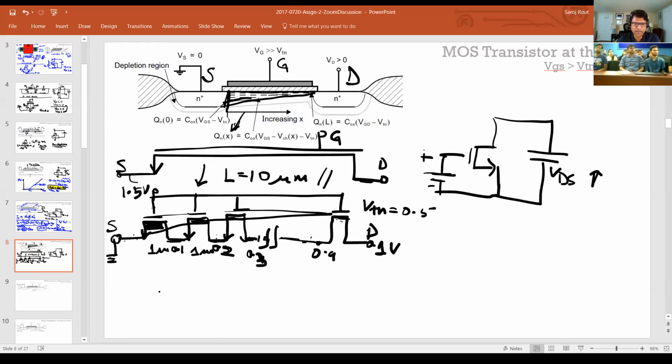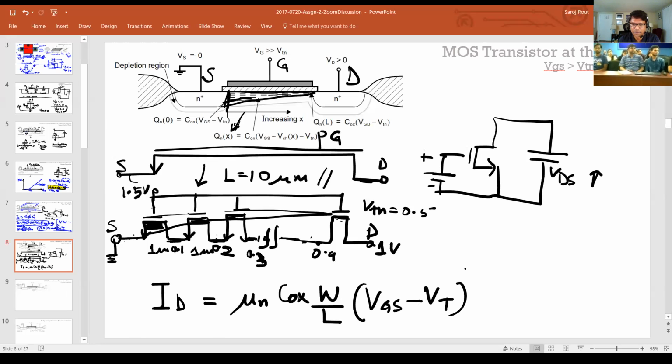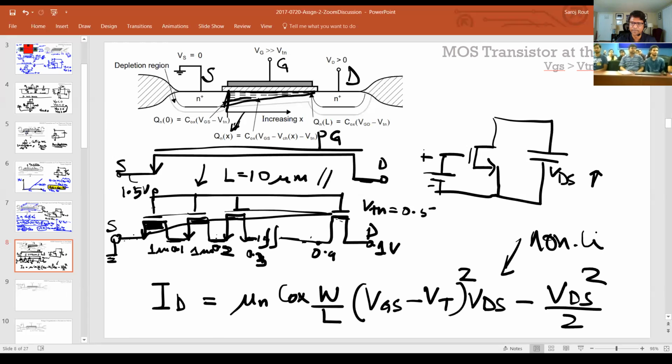Now, once you get this tapered channel, the current is given as mu n Cox W over L, you still have the VGS minus VT, but times VDS minus VDS squared over 2. So now it's nonlinear. This is no more linear. It doesn't look like a resistor anymore. It's a nonlinear equation, right? And I'll show you in the next graph, once I draw the IV characteristics, which region this falls into.